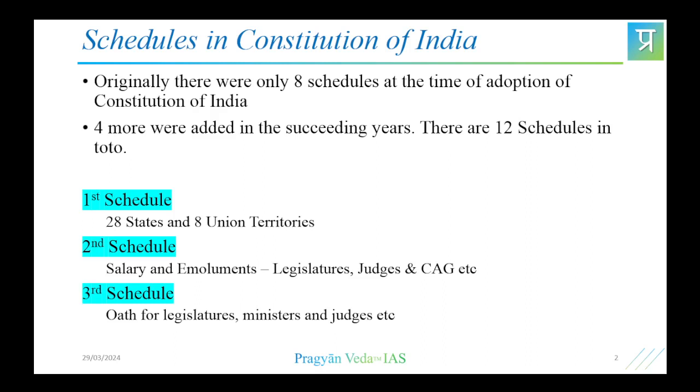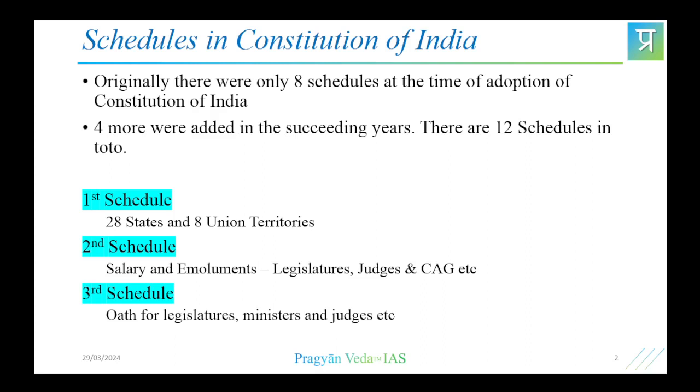The first schedule deals with the 28 states and 8 union territories. So within the Indian subcontinent, we have 28 states and 8 union territories. Just before the reorganization of Jammu Kashmir under Article 370, we had actually 29 states and 7 union territories. But now Jammu Kashmir has been split into 2 union territories, Jammu Kashmir and Ladakh. Therefore 28 states and 8 union territories. That is clearly mentioned in the first schedule.